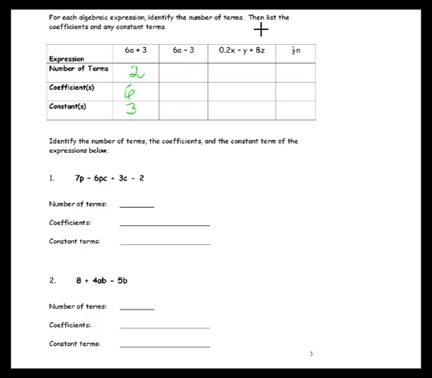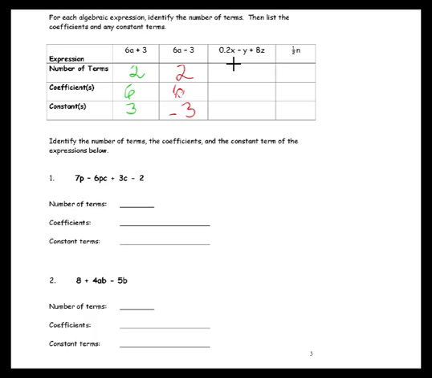Let's look at the second column. We have 6a minus 3. So once again, we have two terms. 6 is still the coefficient. Now this is where you need to be careful. In the first column, we had plus 3, so we don't show the positive sign. However, in the second column, it's minus 3, and we are going to keep that negative sign with it because that is part of the constant.